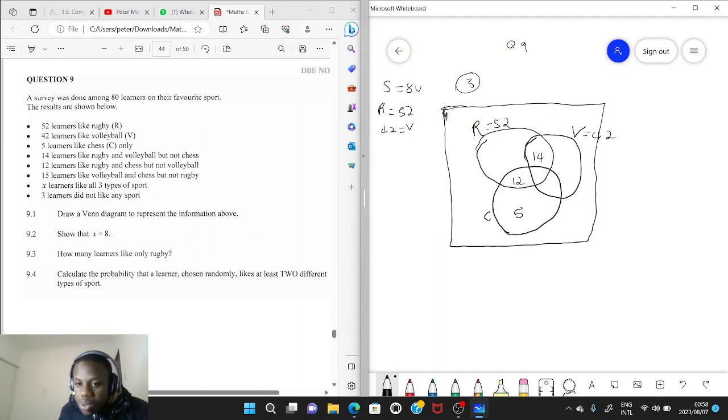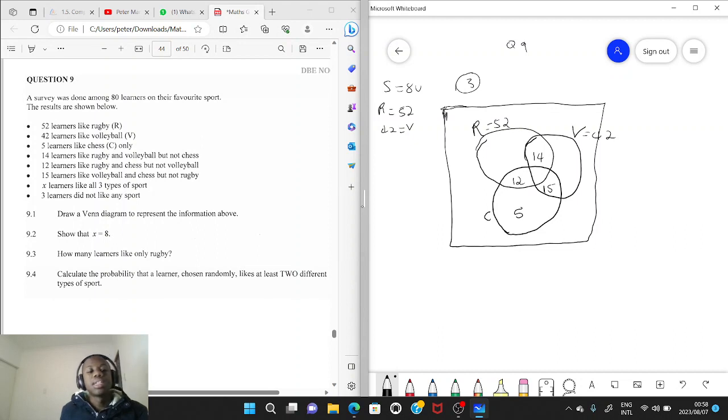This simply means that where we see rugby, we don't consider it. We don't consider this portion where we see rugby, right? So meaning we will have where we see V and C only, without the interference of R. So we do not want R in this case. We want the intersection of V and C only, which means here I'll have what? I'll have 50, right?